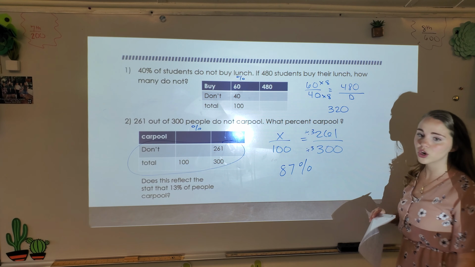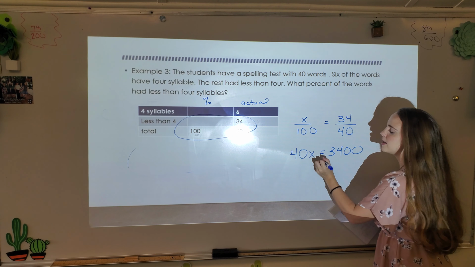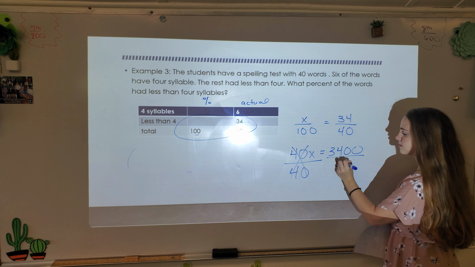What percent have less than four? So we don't want to know how many have four. We want to know the percent that has less than four. So we have x over 100 equals 34 over 40. So what we can do is cross multiply. And Kihila, you're probably 12 steps ahead of me because you're good at this. Okay, so I've already got rid of the zero because it's easier that way. And so 340 divided by 4. And we end up with 85. So that means 85% of the words have less than four syllables. And that makes sense because most of the words have less than four.